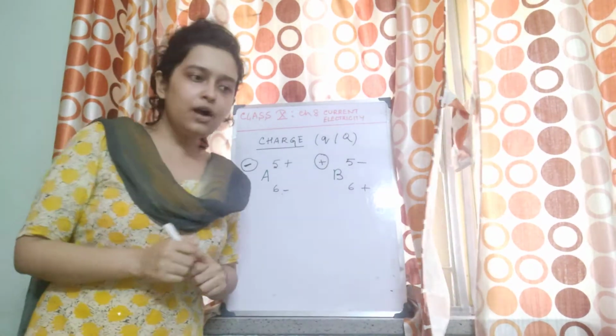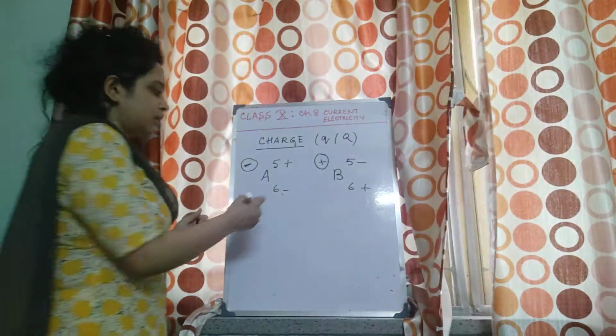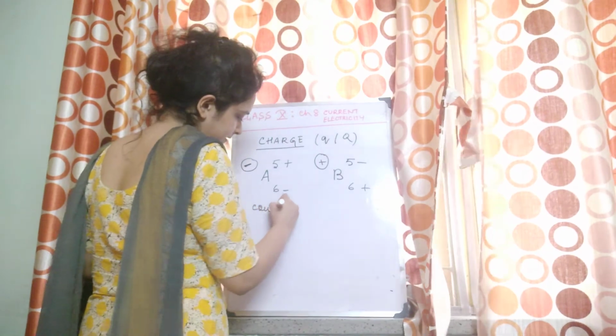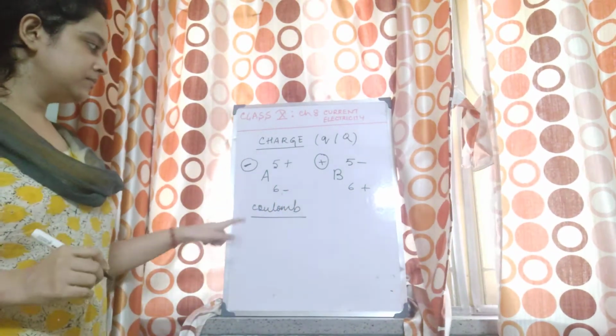So there come the concepts of positively charged body, negatively charged body and neutral body. Okay. Now, what is the unit of charge? We have learned this also. SI unit is Coulomb.